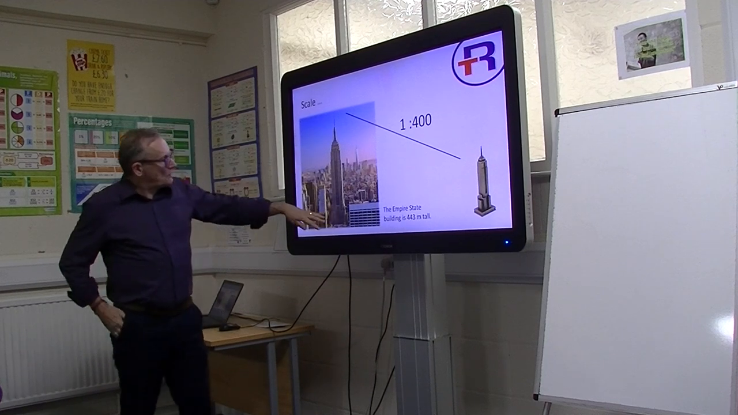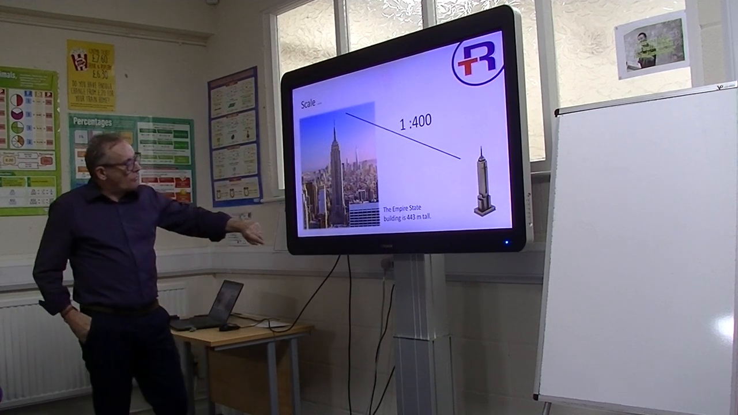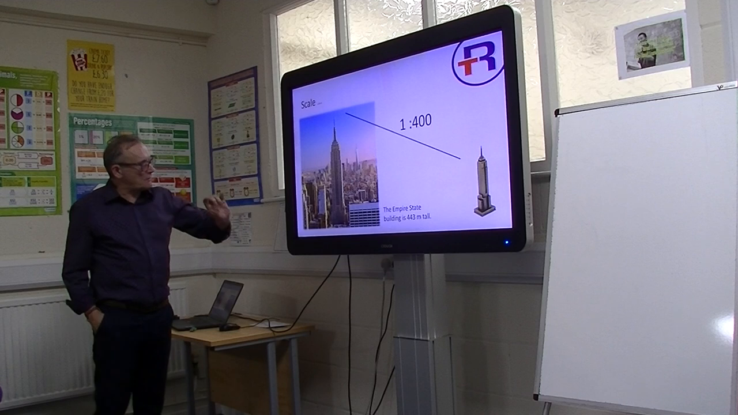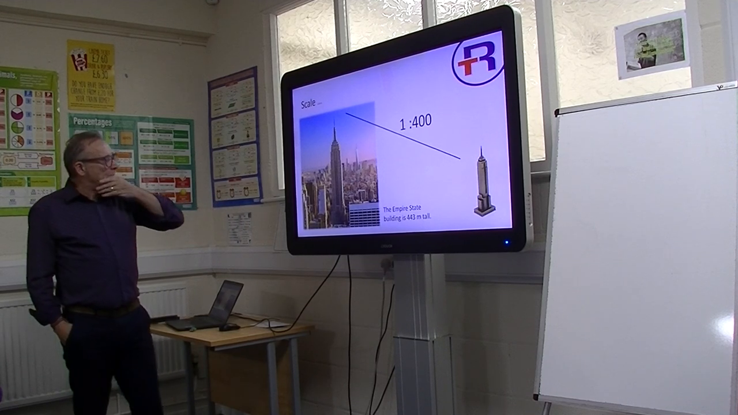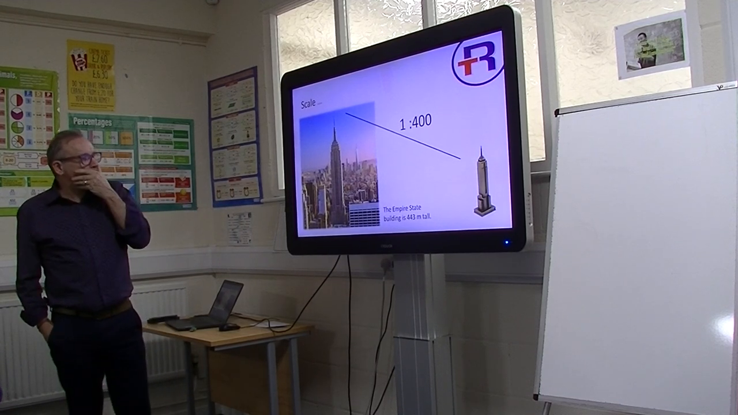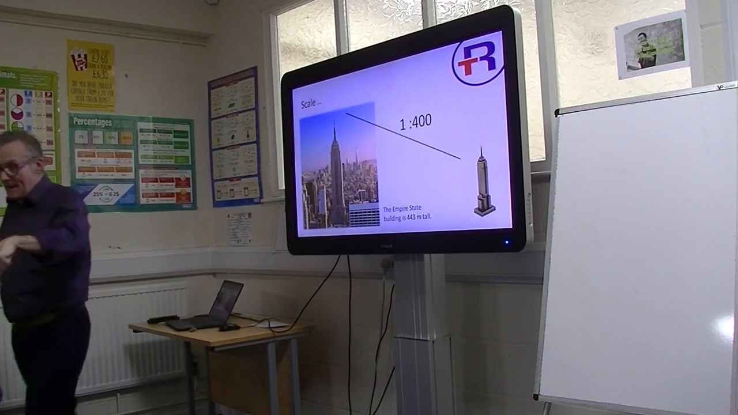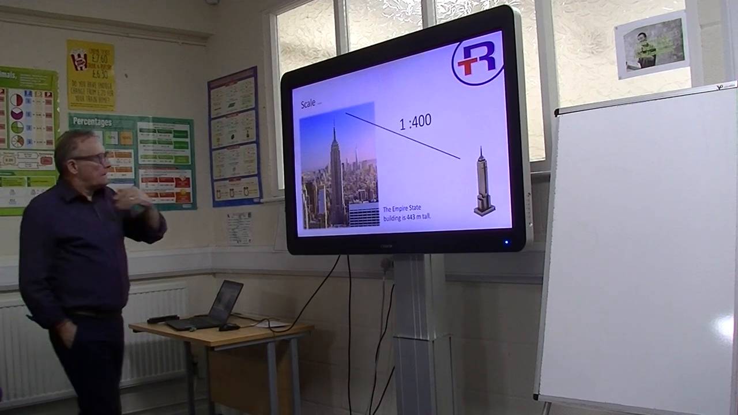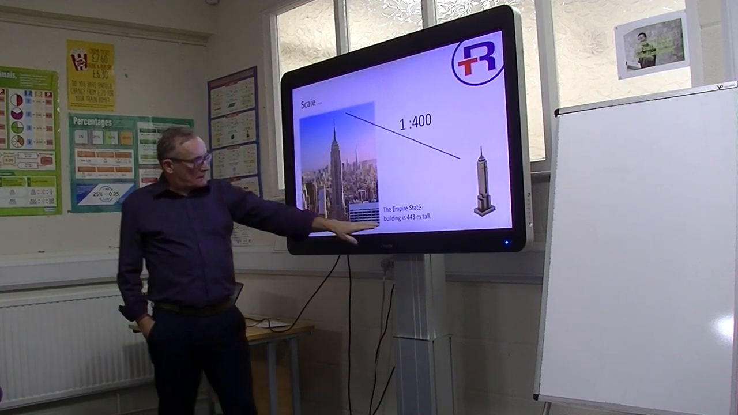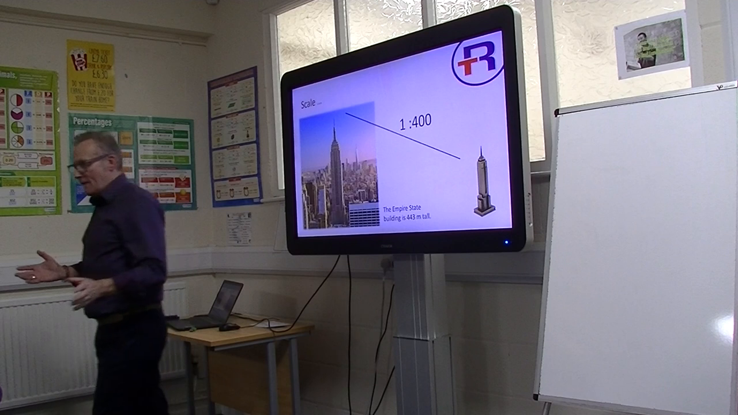So I went to New York a few years ago. It's a lovely place, I don't know if anyone's ever been, but it's a really nice place. And when I came back, I thought to myself, you know what? I'm going to build a scale model of the Empire State Building in my back garden.